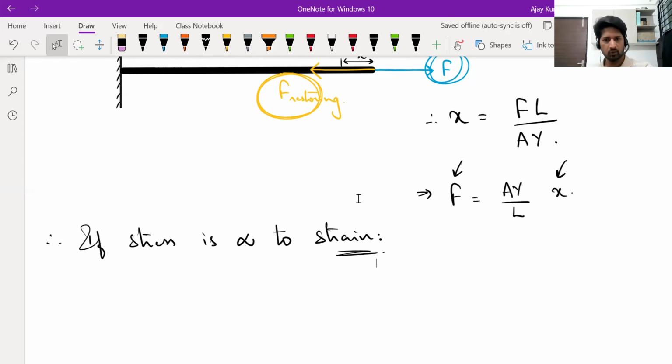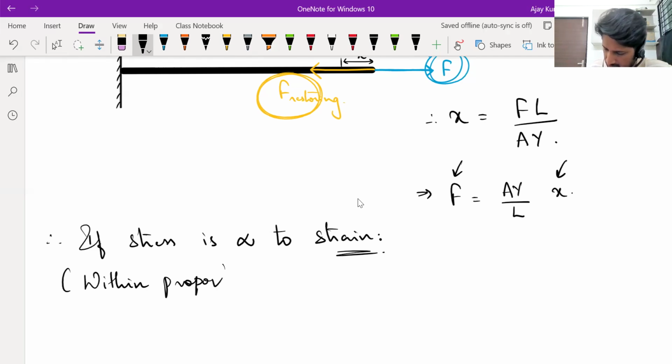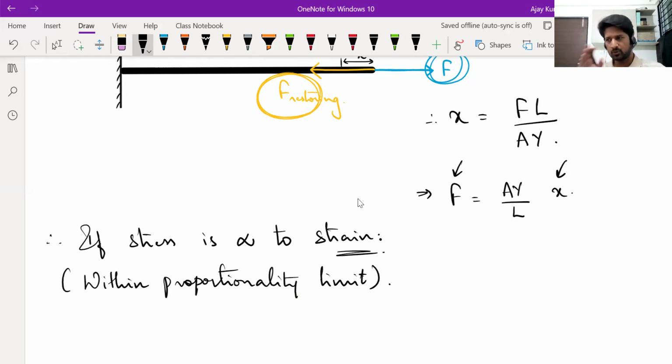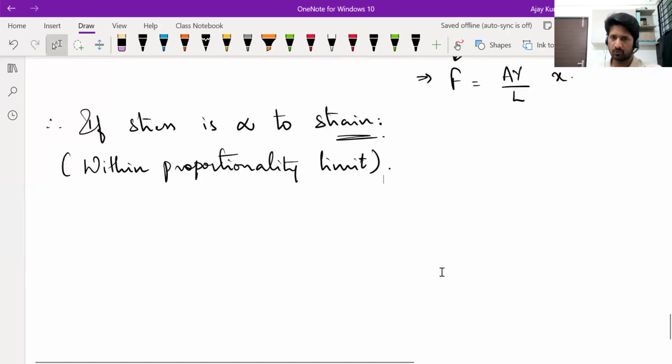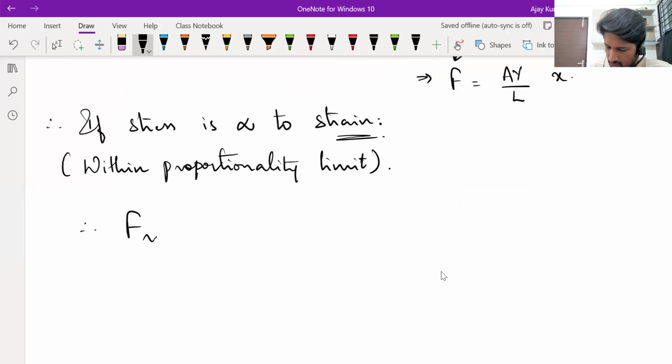So as long as stress is proportional to strain, technically this is called within proportionality limit. I'll tell you what this proportionality limit is. Basically, when you apply too much stress, the strain produced won't be proportional to stress. Proportionality will be gone. So only for small stresses, this is valid. So within proportionality limit, you can say the restoring force developed in a wire is equal to AY by L multiplied with X. The restoring force is proportional to the deformation.